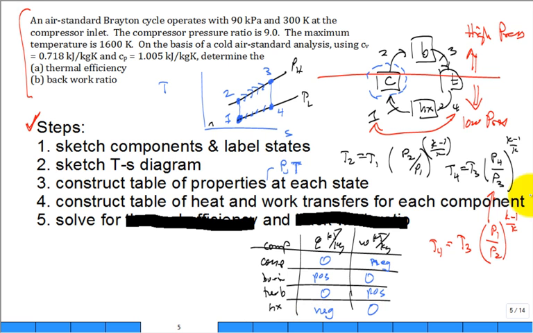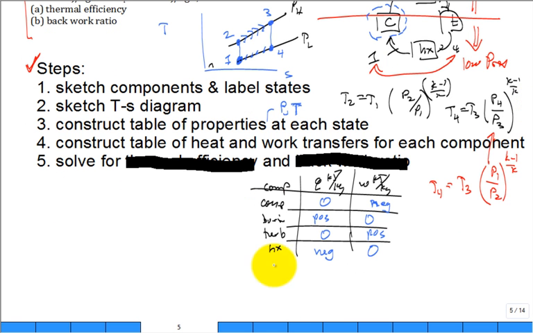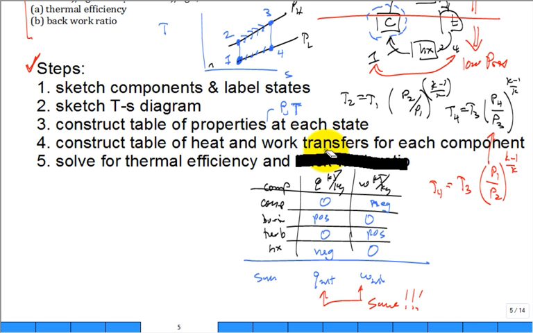And I didn't leave enough room, but if I say the sum, doesn't this give me Q net? And this is work net? And are they going to be the same? They must be the same. They will be the same, whether you use variable specific heats or constant specific heats, either one. So once I have the Q's and the W's, I can now solve for the thermal efficiency.